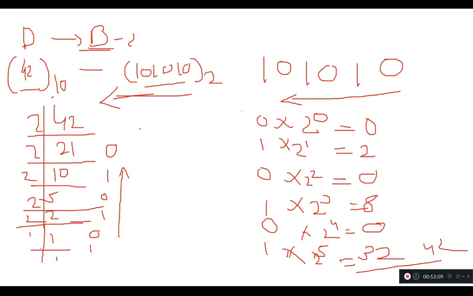So this was our decimal number system. In number systems we have 4 main types: octal number system, binary number system, hexadecimal number system, and decimal number system. So these are the 4 types of number systems.